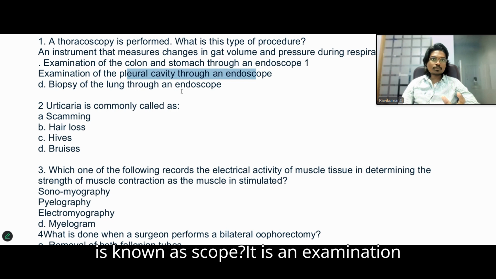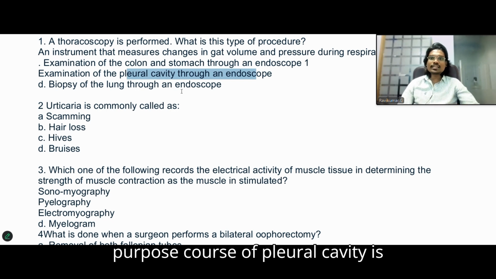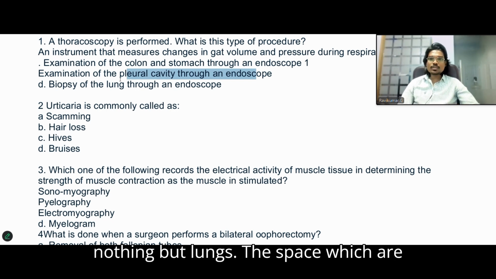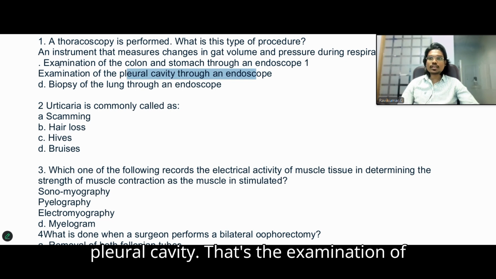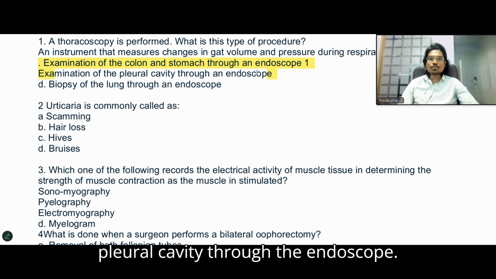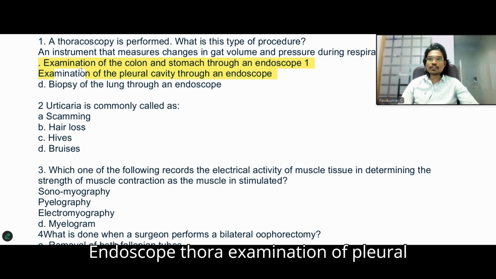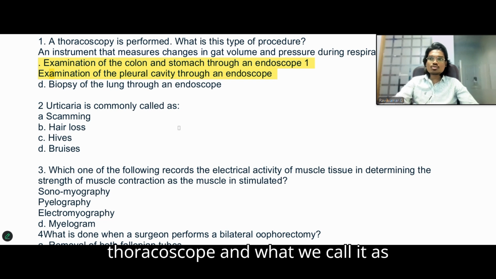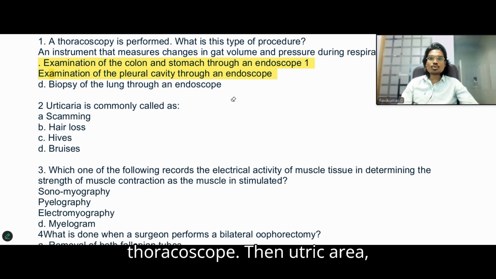It is an examination purpose. The pleural cavity is the space present between the lungs. That's the examination. Thoracoscope is the examination of the pleural cavity through the endoscope. When we examine the pleural cavity through an endoscope, that is what we call thoracoscope.